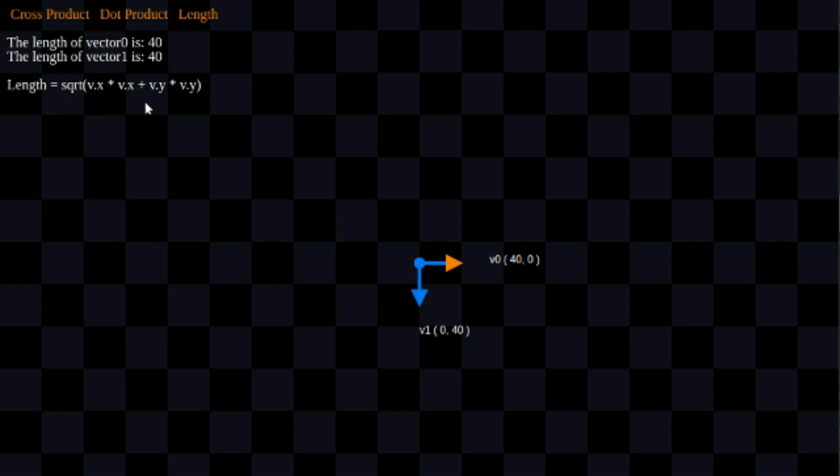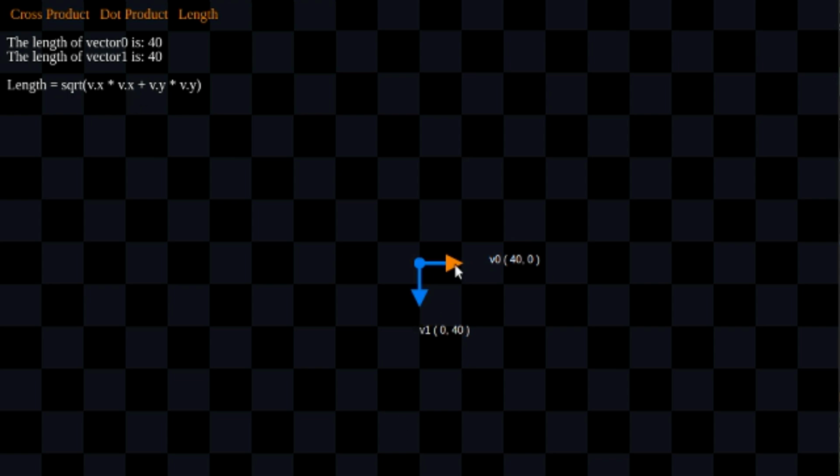That's because of this equation right here. This is the length equation. To get the length of v0, we plug in the square of its x magnitude plus the square of its y magnitude, and we get the square root of that value. So 40 times 40 is 40 squared, plus 0 times 0 is 0. So we have 40 squared. The square root of 40 squared is just 40, and we get that length.